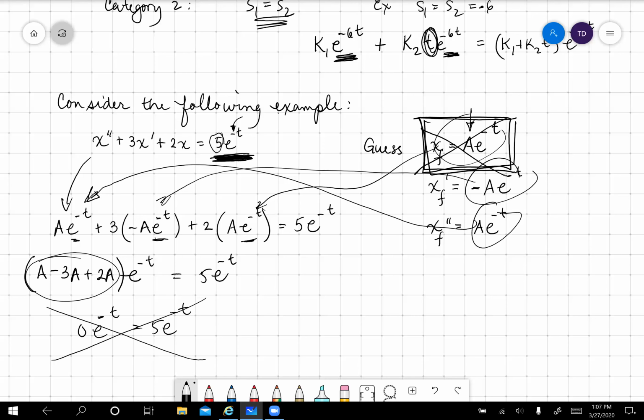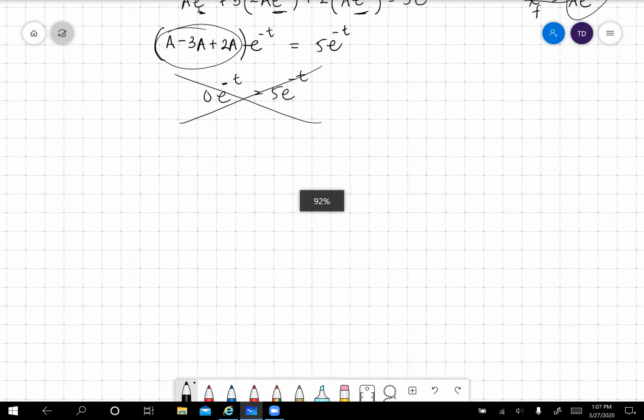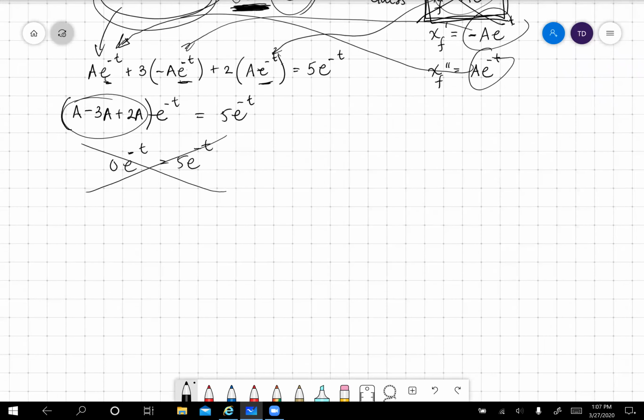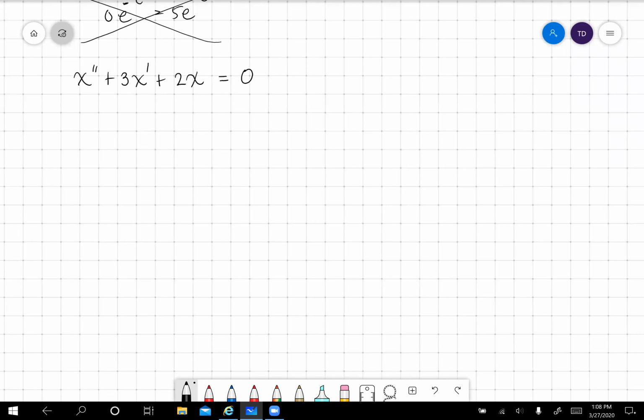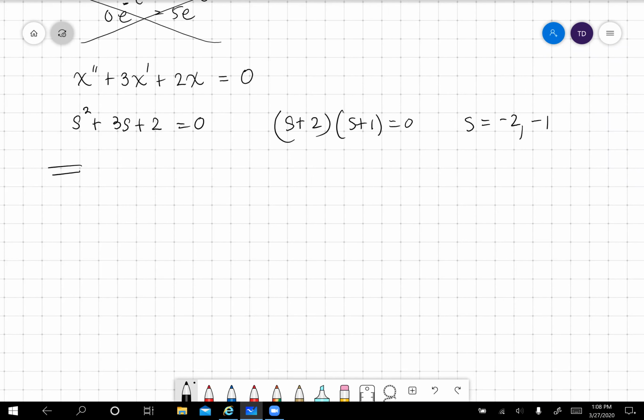Because we know when we put a natural response into this equation, it's going to be equal to 0. It satisfies the homogeneous equation. So let's take a look at that natural response. All right, let's go back to the equation. Let's copy this equation down over here: x double prime plus 3x prime plus 2x equals 0. So that is the homogeneous equation. s squared plus 3s plus 2 equals 0. (s plus 2)(s plus 1) equals 0. s equals minus 2 and minus 1. Therefore, x homogeneous equals K1 e to the minus 2t plus K2 e to the minus t, or minus 1t.